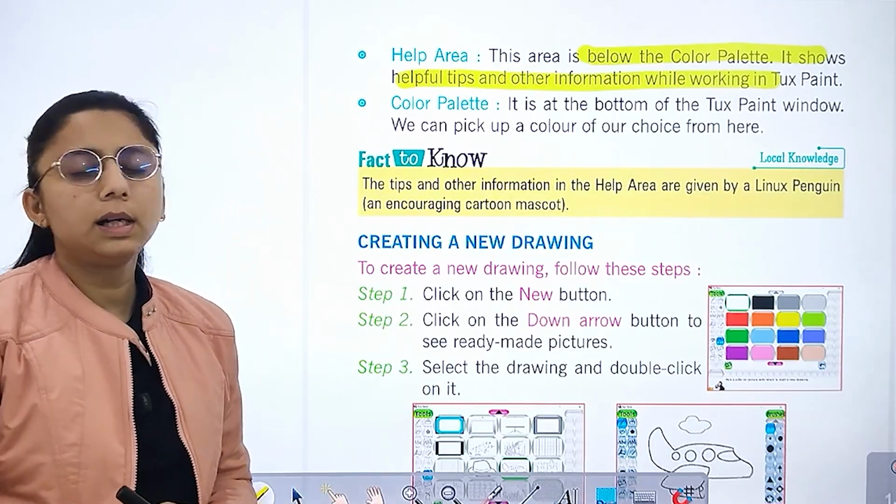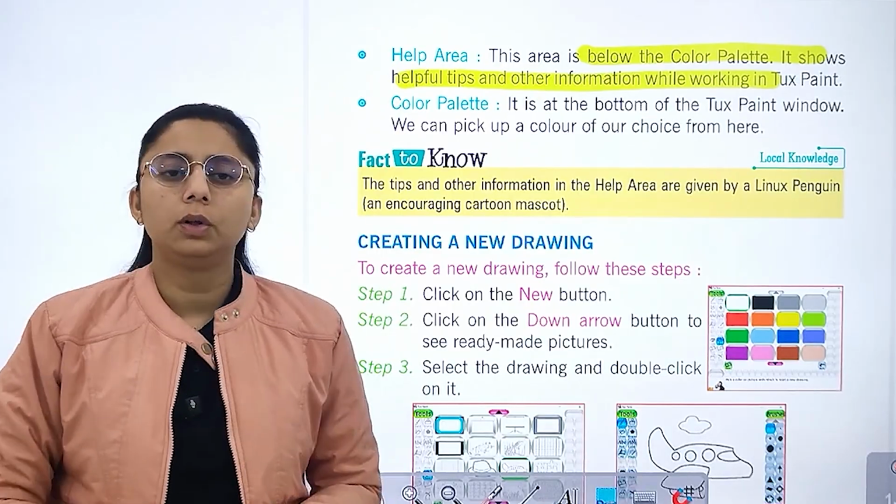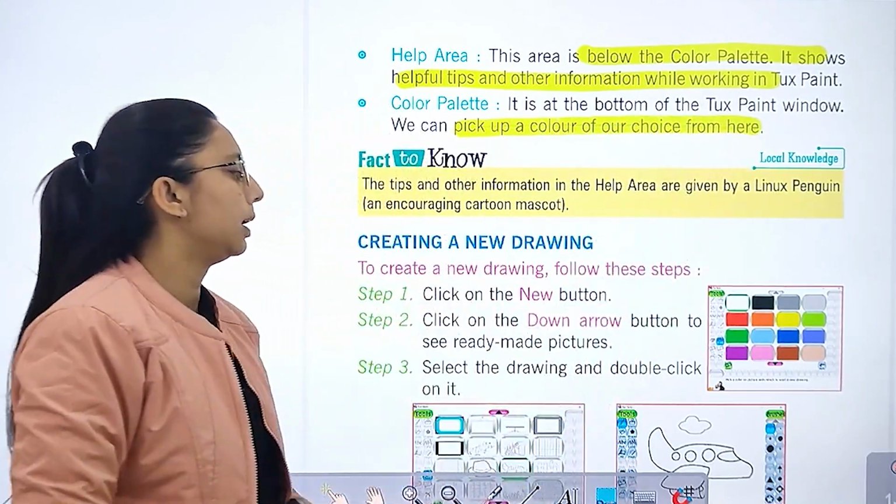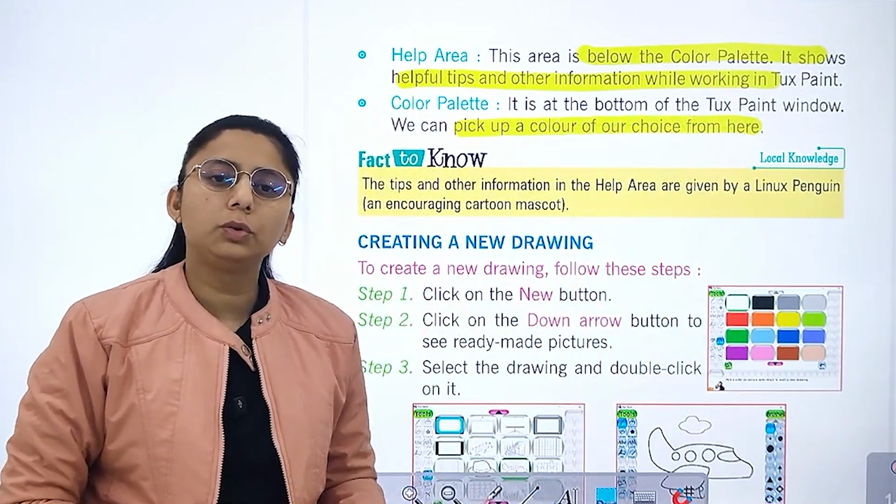Then we have the color palette. It is at the bottom of the Tux Paint window. We can pick a color of our choice from here. Whatever color you want to choose, you can choose.